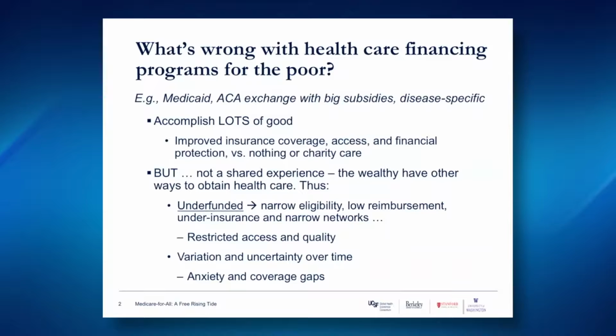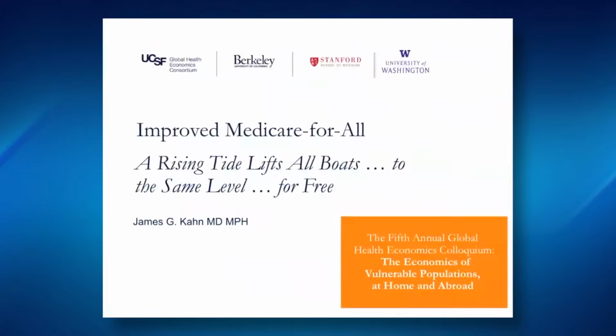However, they do not offer a shared experience. The wealthy have other ways to obtain care. Thus, these programs tend to be underfunded. They may have very narrow eligibility rules, offer low reimbursement to providers, underinsurance, that is high deductibles or copays, and narrow provider networks. This leads to restricted access and quality. Also, they vary and are uncertain over time. This leads to anxiety and coverage gaps. So, truly an imperfect solution for the vulnerable.